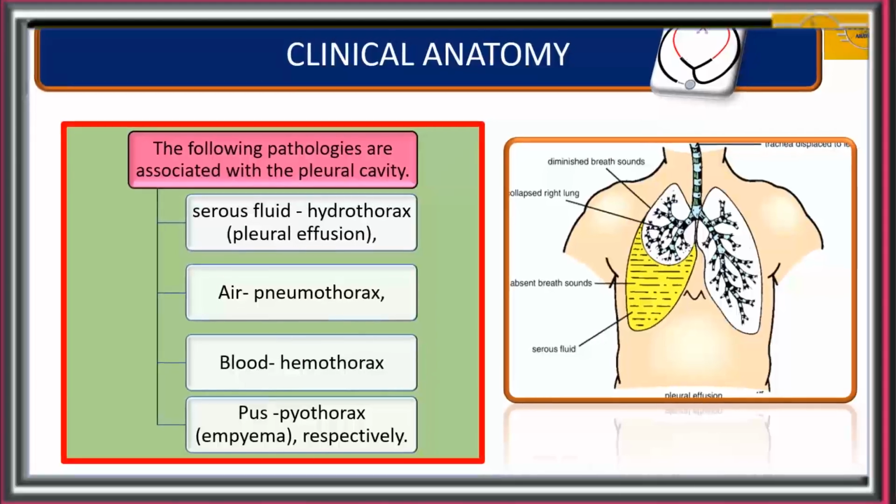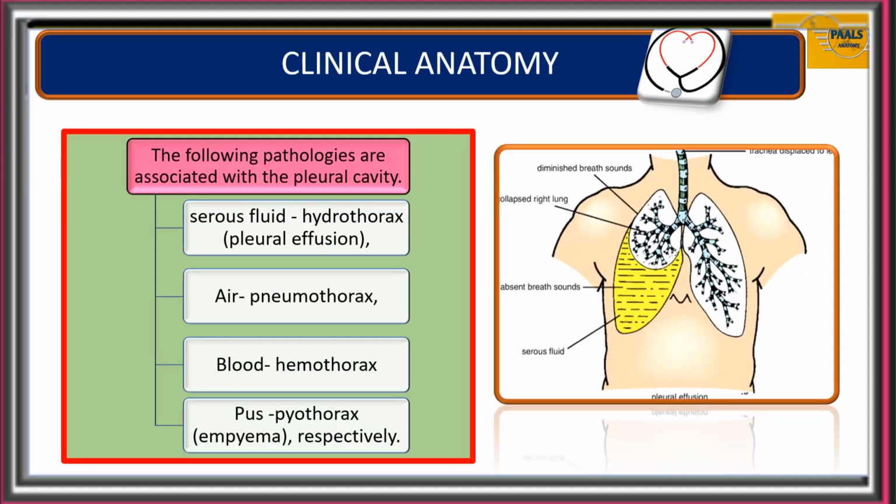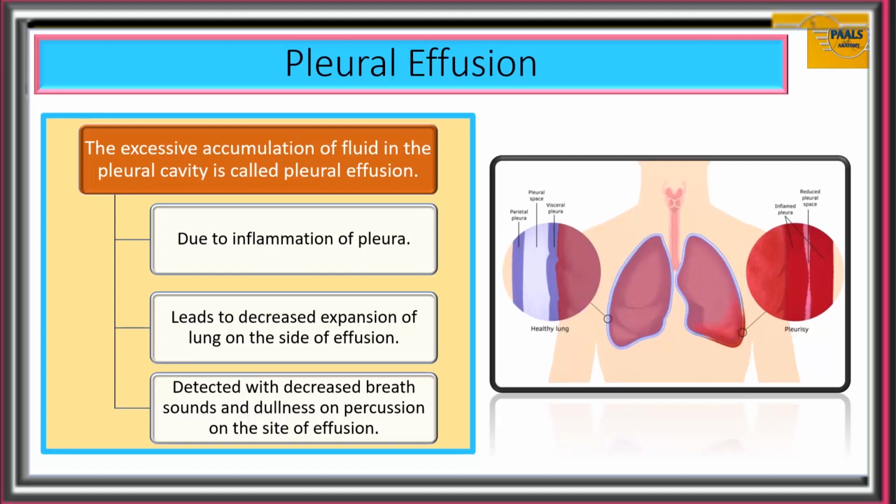We will now take some of the clinical correlates associated with the pleura. The following pathologies are associated with the pleural cavity: we have accumulation of serous fluid, as we noted, which is called hydrothorax, and also pleural effusion. We can also have accumulation of air within the pleural cavity, a condition known as pneumothorax, or it could be blood, in which case it will be called hemothorax, or it can be accumulation of pus, called pyothorax or empyema. We will start with pleural effusion.